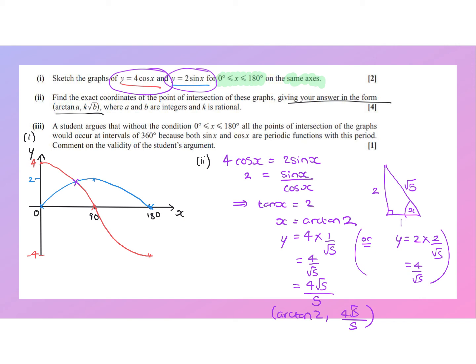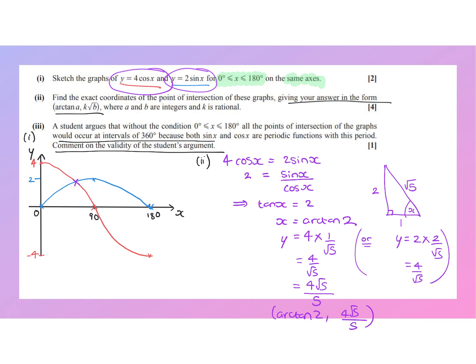Now, part 3 of the question. A student argues that without the condition x lies between 0 and 180, all the points of intersection of the graphs would occur at intervals of 360 because both sin x and cos x are periodic functions with this period. So comment on the validity of the argument.